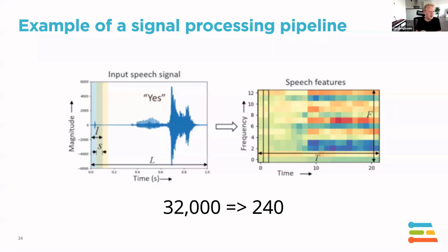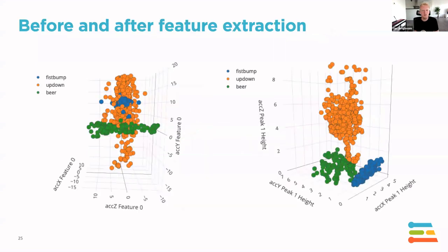So raw data can be super messy, right? So this is me doing a couple of things with my dev board, doing a fist bump, moving it up and down and drinking a beer. If I look here, plotting my raw data in a graph, I can kind of see that, okay, well, beer, there's a little bit more movement on the z-axis, and I see fist bump a little bit clumped together there, but it's very hard, if I have one of these little dots, to tell which of these three categories it belonged to.